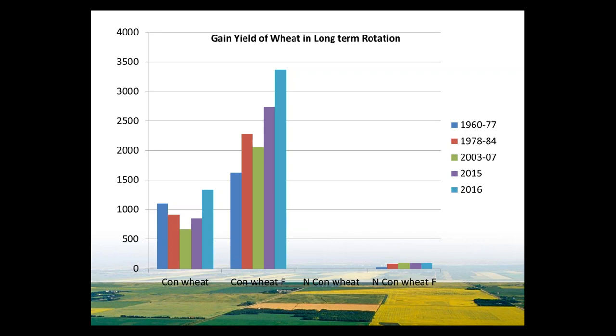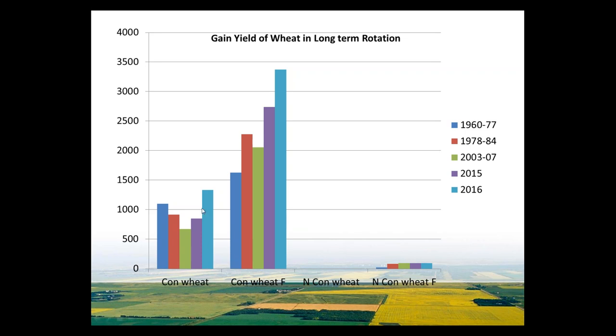So this is continuous wheat here with no fertilizer. This is the continuous wheat with fertilizer. And I'm sorry, I couldn't get the other axis up. This is the fertilizer rates that were used over those same periods. So it's about 22, then 85, and then we're up to about 95. It varies, of course, from year to year because we take the residual amount of N in the soil. But I just wanted to show you this.